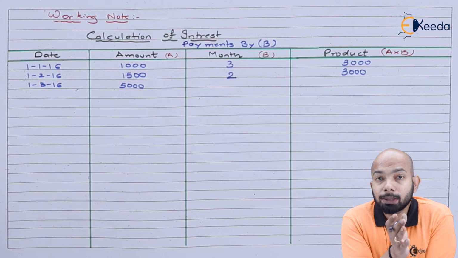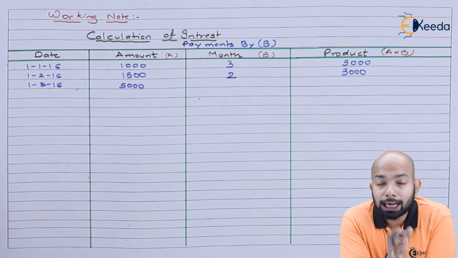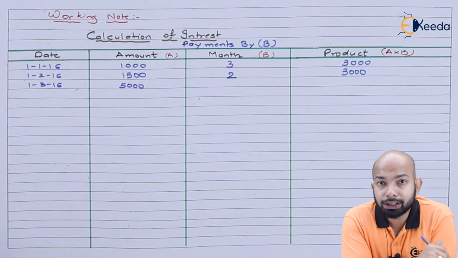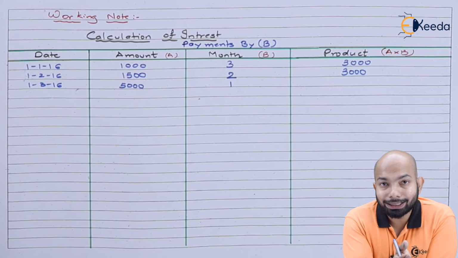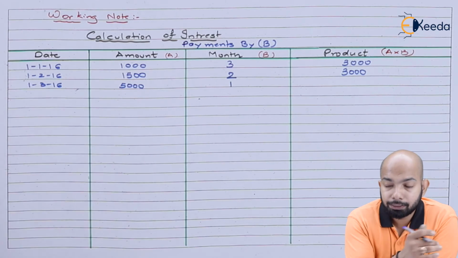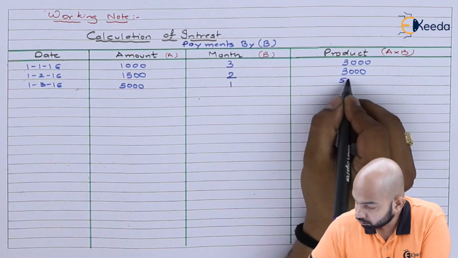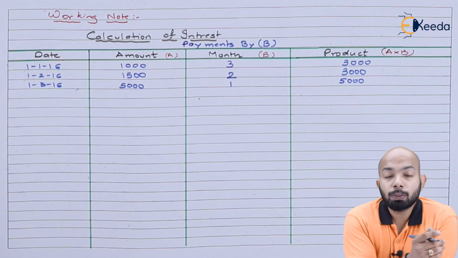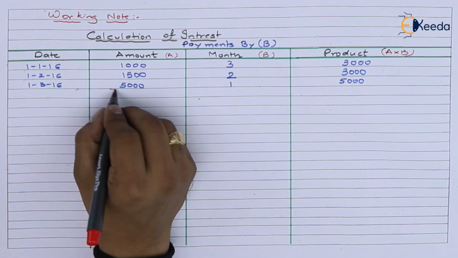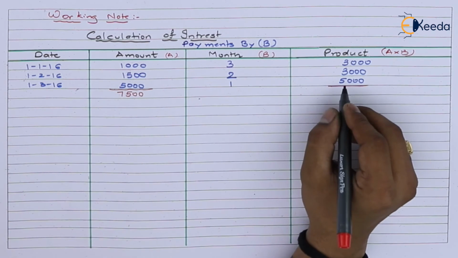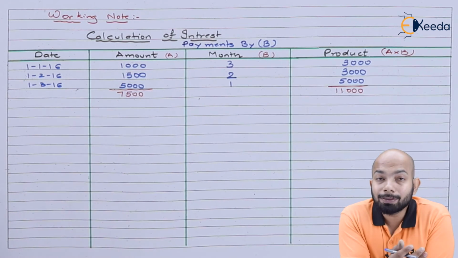Now on 1st of March, he made a payment of 5,000 and that was towards the payment to creditors. So that will give you a total of 1 month credit here, or rather 1 month interest period. So the product comes as 5,000. Now let's total the amount. So the total comes as 11,000.